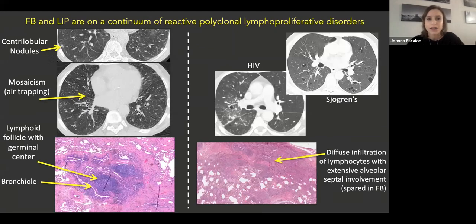So follicular bronchiolitis and LIP are on a continuum of reactive polyclonal lymphoproliferative disorders. Follicular bronchiolitis is just surrounding the airways. So you tend to see centrilobular nodules, mosaic attenuation indicating air trapping. And in pathology, it's just a lymphoid follicle adjacent to the airway. LIP, on the other hand, is diffuse infiltration of the lymphocytes involving the alveolar septa, which are normally spared in follicular bronchiolitis.